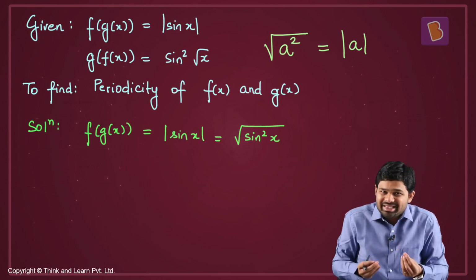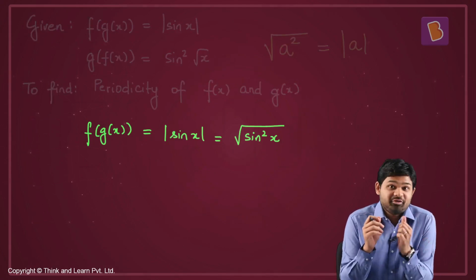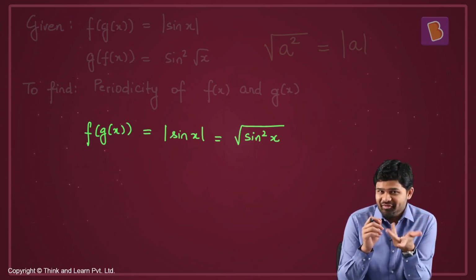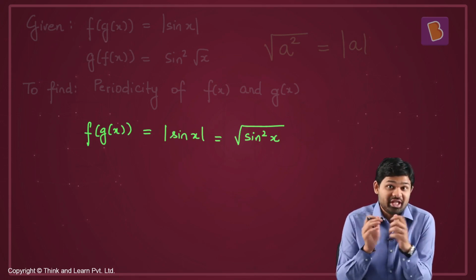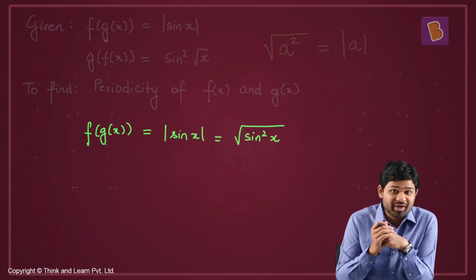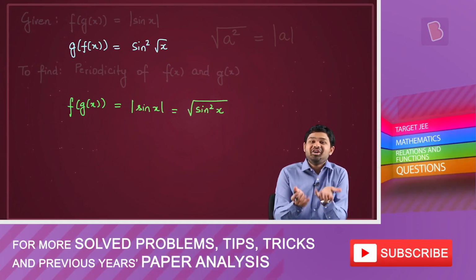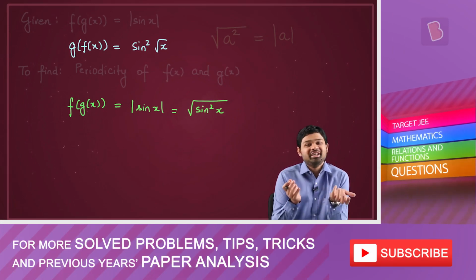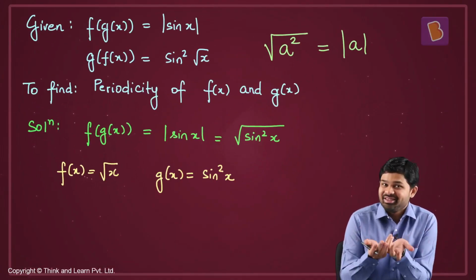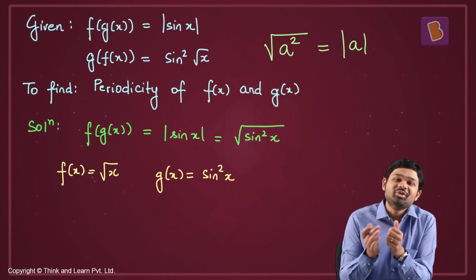So as soon as you see this, the question becomes very easy. Because look at f of g of x. F of g of x is under root of sine square x. So if f was nothing but the under root function and g was the sine square function, does it work for g of f of x? G of f of x would be sine square of under root x. Of course, g of f of x is sine square of under root x. So f of x is under root x and g of x is sine square x. Now you see we've actually extracted f of x and g of x from these two composite functions.